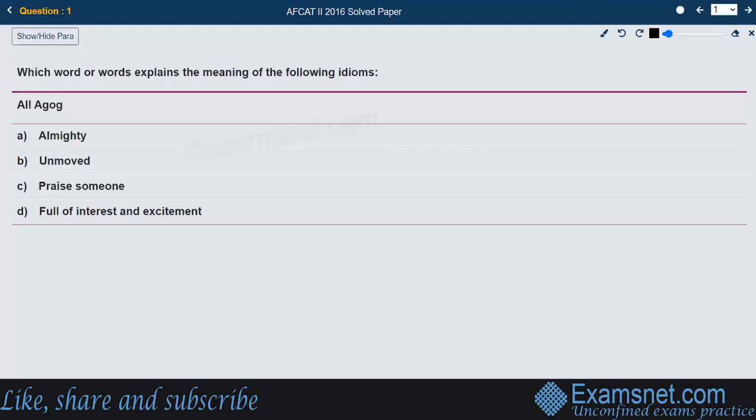So we are dealing with the AFCAT second 2016 paper. The full form of AFCAT is Air Force Common Admission Test. This particular test contains 3 sections. In all, there are 100 questions that need to be attempted, and these 100 questions are divided into 3 sections.